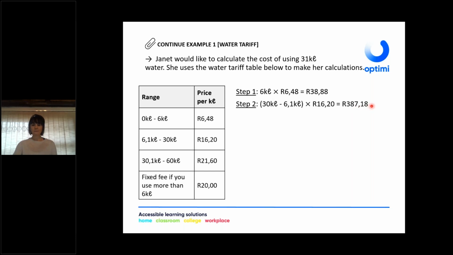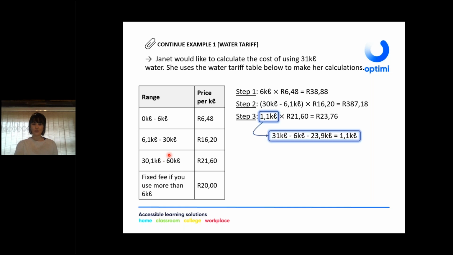R387.18. Now, we are not yet done with our calculations, as we determined that the 31 kiloliters consumed falls within the third range. Therefore, we still need to do one more calculation. It is important here that you note the following.